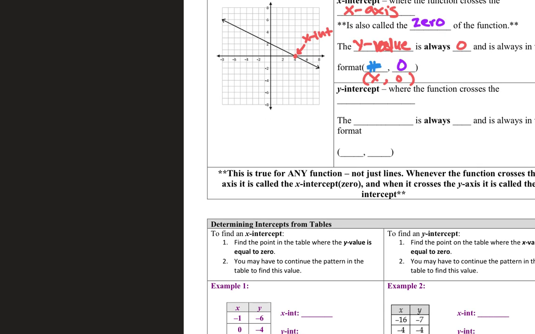For the y-intercept, this is where the function crosses the y-axis. Okay, so this one here, this would be the y-intercept, right, where it's crossing the y-axis.